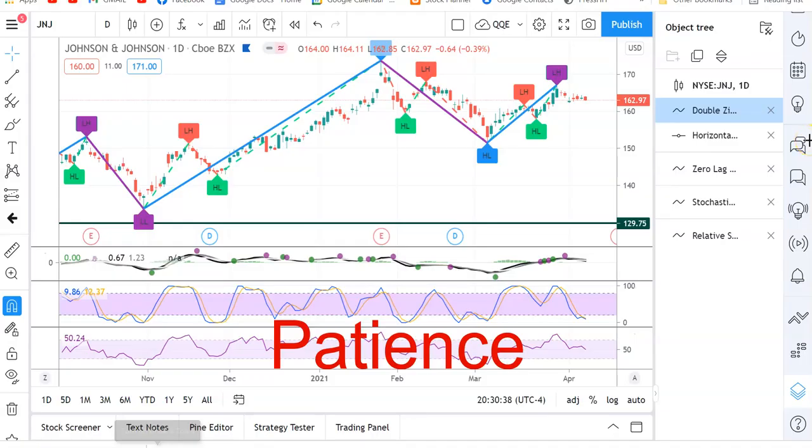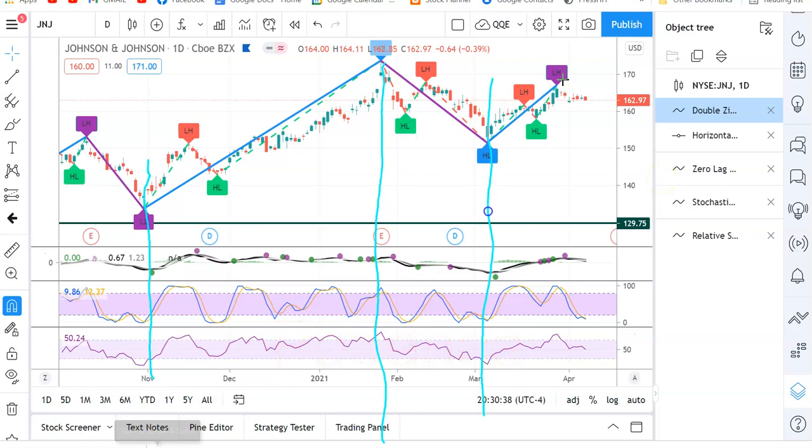This stock is Johnson & Johnson, and we're looking at the daily time frame. And we have some major swings here, and it looks like I'll get a minor swing here soon. Now, I depend on the RSI. It gives me strong signals, and this is the RSI here.